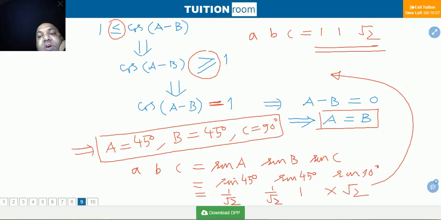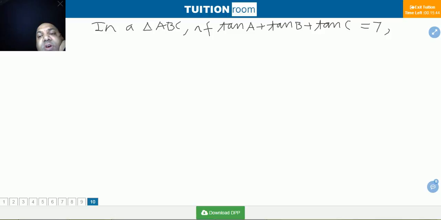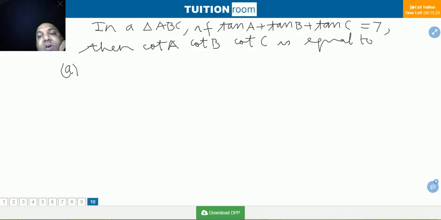The question is: in a triangle ABC, if tan A plus tan B plus tan C is equal to 7, then cot A into cot B into cot C is equal to? The options given are 7, 1 upon 7, 3, and 1 upon 3.